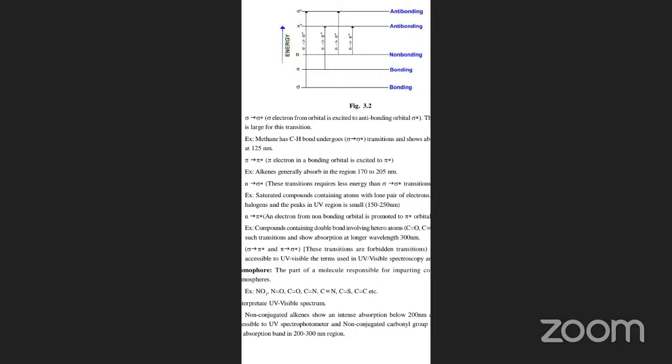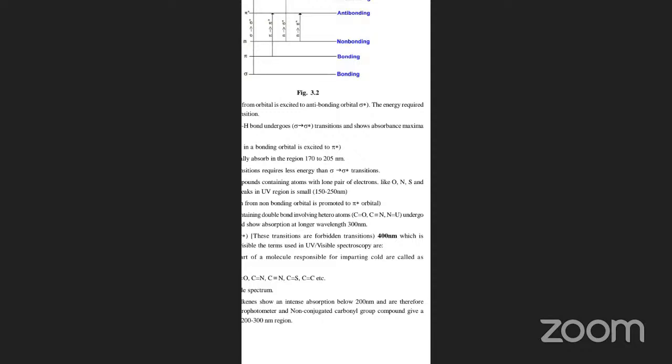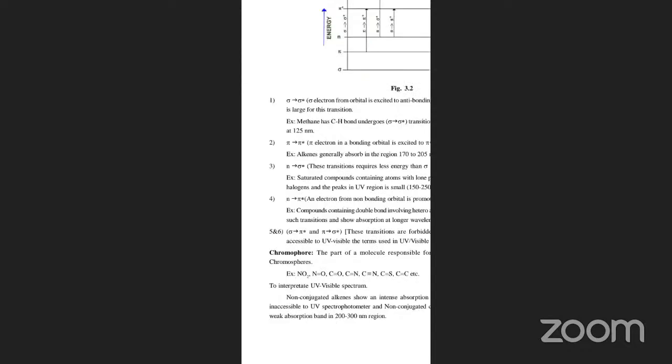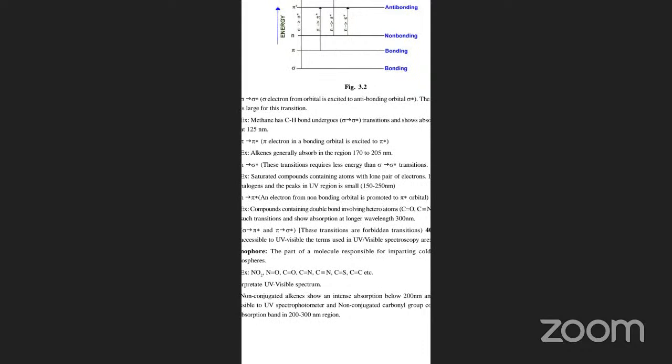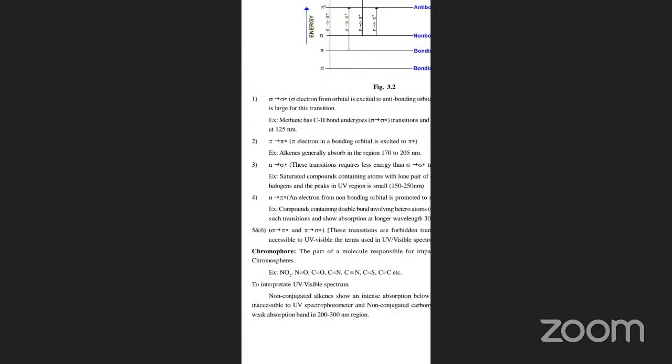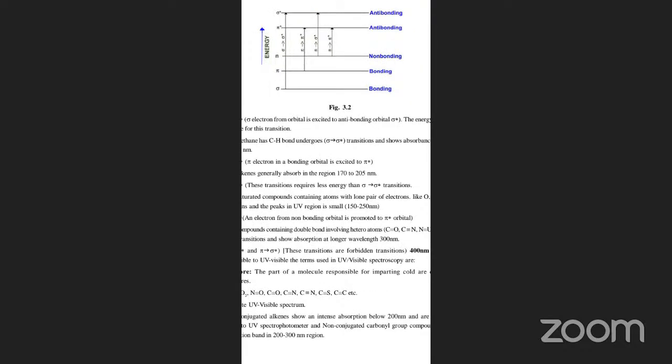The terms used in UV visible spectroscopy are chromophore. The part of a molecule responsible for imparting color is called a chromophore. Examples: NO2, N double bond O, C double bond O, C double bond N, C triple bond N, C double bond S, and C double bond C. To interpret a UV visible spectrum, non-conjugated alkenes show an intense absorption below 200 nanometer and are therefore inaccessible to the spectrometer, and non-conjugated carbonyl group compounds give a weak absorption band in the 200 to 300 nanometer region.